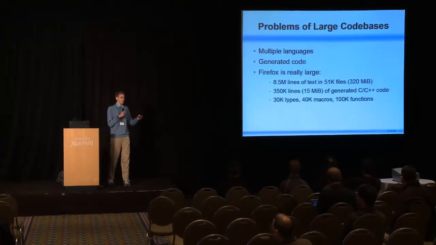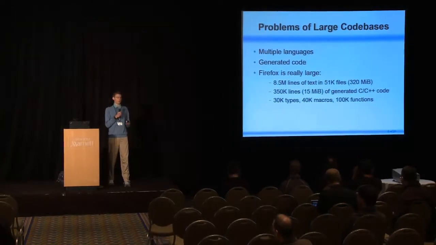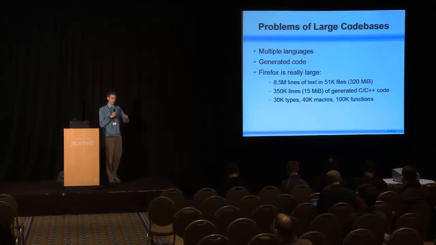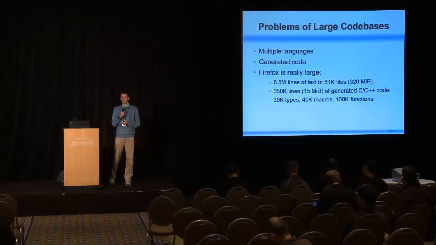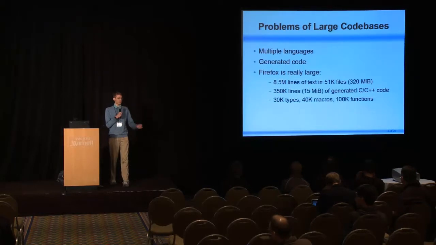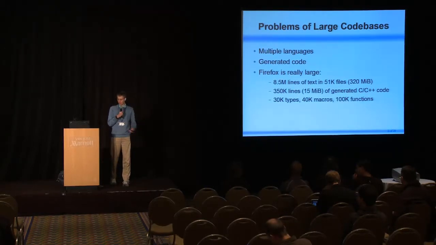Also, many very large code bases have the problem that they have multiple languages. For example, in Firefox, most of it is written in C and C++, but a large number of it is written in JavaScript, and there are even some portions in assembly. Or if you think about LLVM and Clang, where they use a lot of TableGen for ancillary definitions.